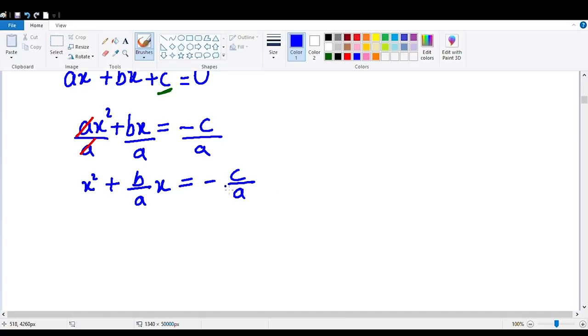Now we're going to use the formula where you remember the formula of a plus b squared. Basically, when you open it, you'll get a squared plus 2ab plus b squared. That's what you'll get. But over here, x squared is like a squared, and b over a x is like the 2ab term, and we want to find the b squared term, and we have these two.